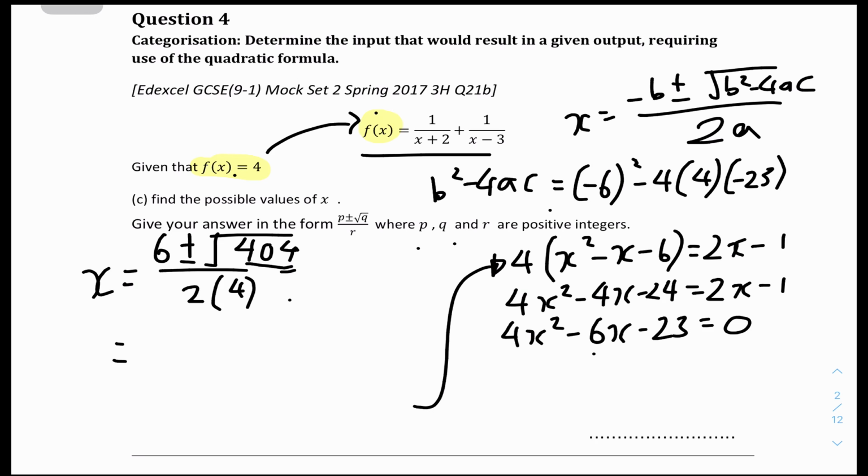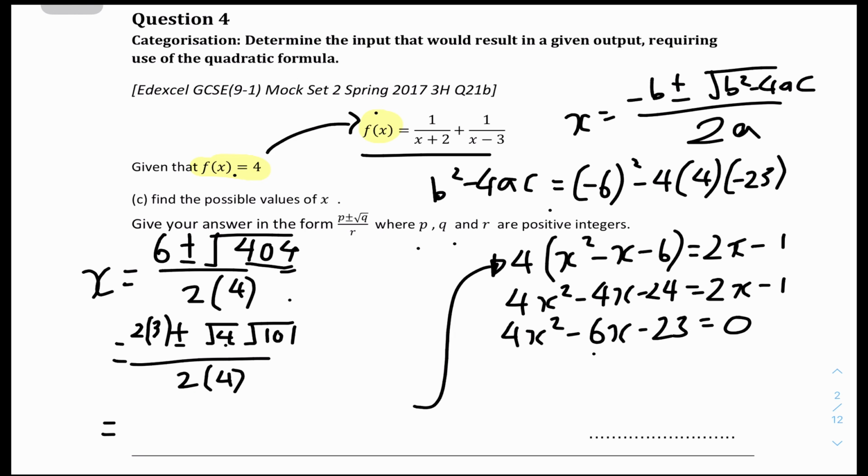So 404 can be separated into two roots of 101 times 4. It will be like this, because if you combine the surds together, you get 4 times 101 in the inside, which is just 404. And actually the 6 can be simplified to 2 times 3. So like so. 2 times 3 over 2 times 4.